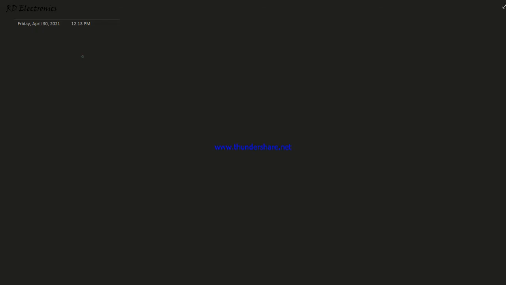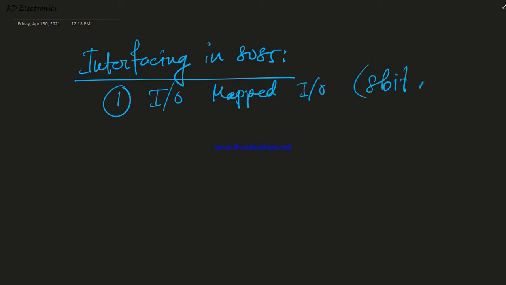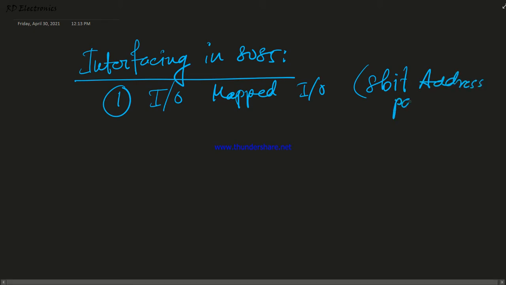Hello everyone. Today we discuss interfacing technique in 8085. First of all, there are two different types of interfacing in 8085. One is IO mapped IO, also known as input output mapped input output, where we use an 8-bit address, also known as port address.